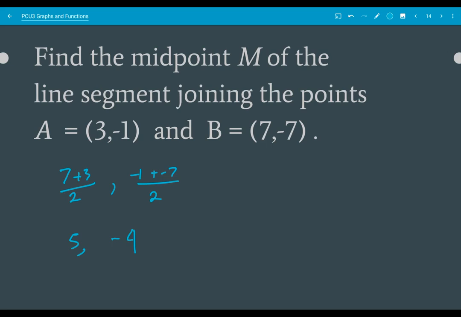And if you want to check, you just say, okay, how far away is 3 from 5? Well, that's 2. If I go 2 up from 5, do I get to my other point, 7? I do. So that one checks out. And then how far is it from negative 1 to negative 4? Well, that's negative 3. And if I go negative 3, do I get to negative 7? I do. So this is M. That is our midpoint.